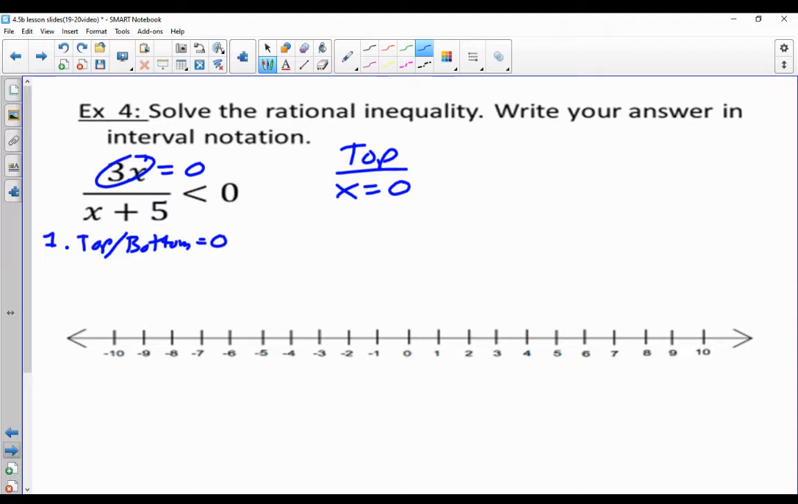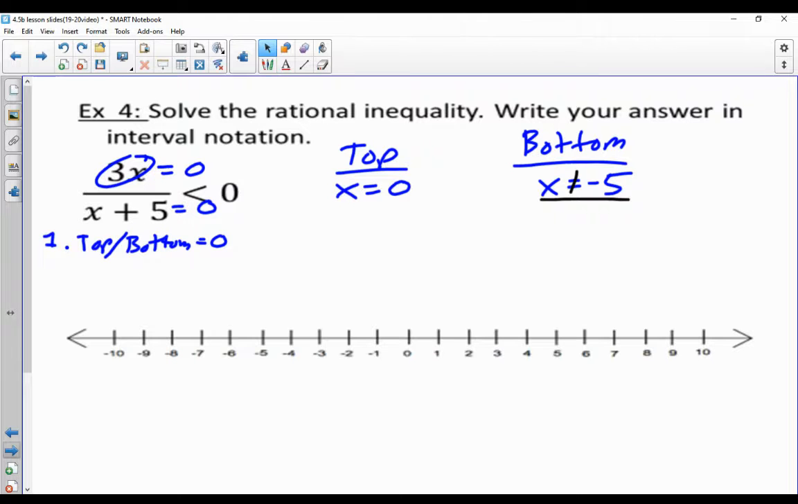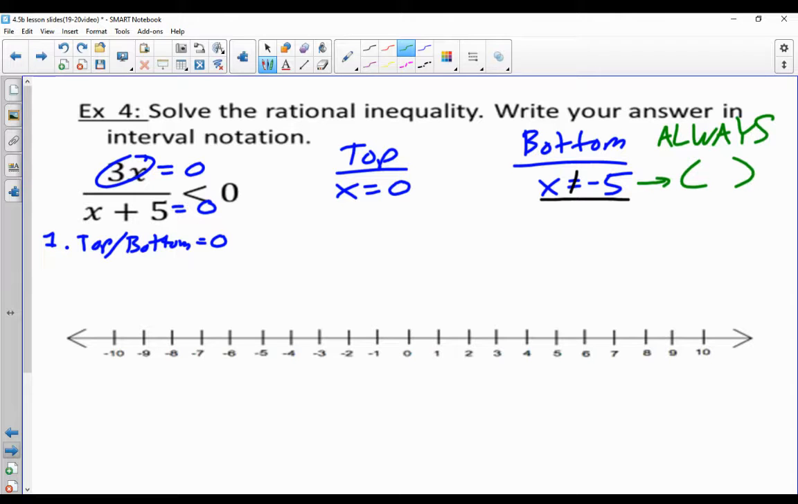All right? Now, do the same thing for the bottom. Take the bottom, set it equal to 0. That's x plus 5 equals 0. Solving that is easy. You get x equals negative 5. And as always, the bottom, you cannot have it equal negative 5. And since it is not equal, you can always assume that it's going to have open parentheses. Always, always, always. The bottom will always be open parentheses.